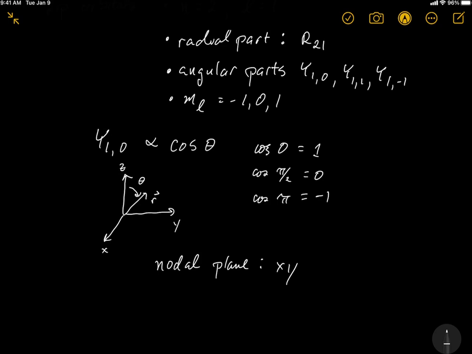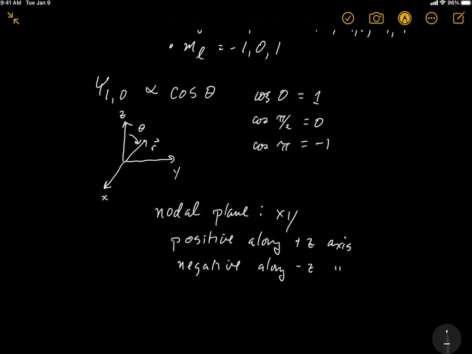So that means the wave function would be 0 everywhere in the xy plane, and it would be positive above the xy plane along the plus z-axis, and it would be negatively valued along the minus z-axis. And so this corresponds to what we typically think of as a pz orbital.